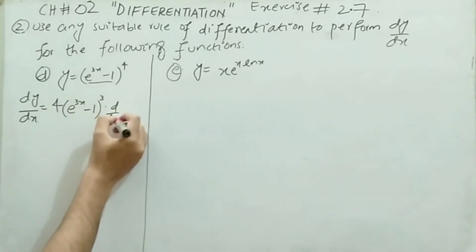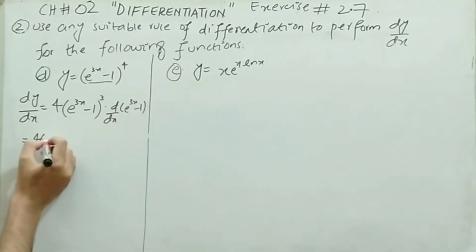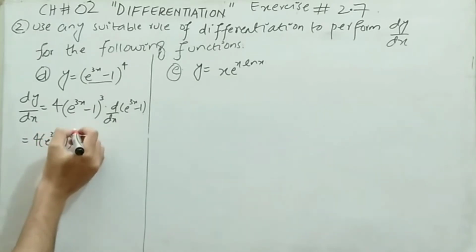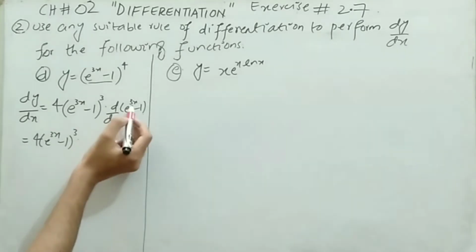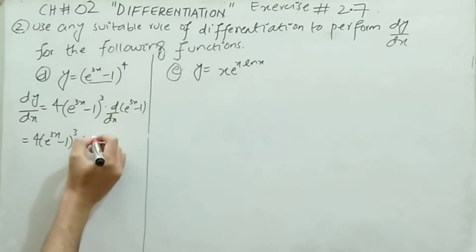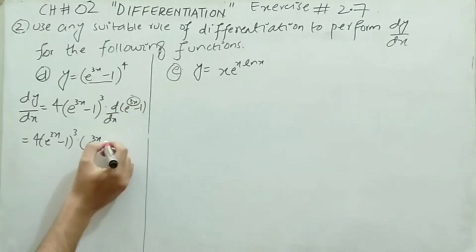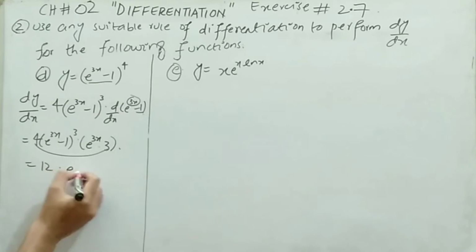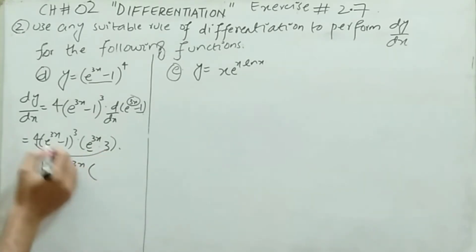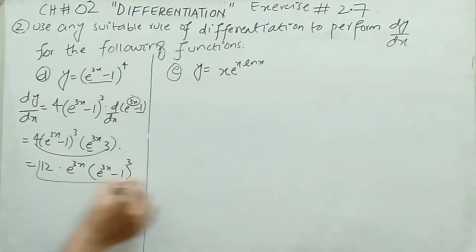So d by dx of e power 3x minus 1. It becomes 4 times e power 3x minus 1 whole raised to power 3. Now you know that the derivative of e power x is e power x, but over here the function is e power 3x, so the derivative will be e power 3x. Also take the derivative of this inner function, so its derivative will be just 3, and the derivative of negative 1 is 0. After this it becomes 4 multiply 3 which gives us 12, and e power 3x, and inside e power 3x minus 1 whole raised to power 3. So this is the required derivative.